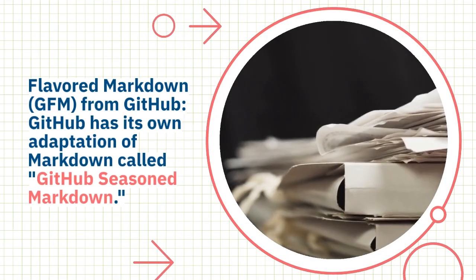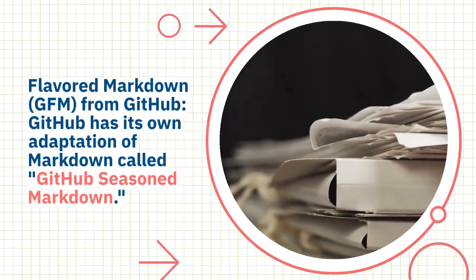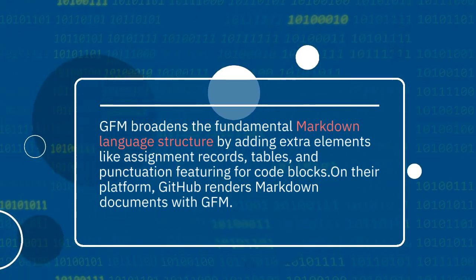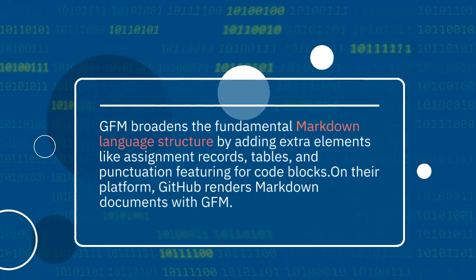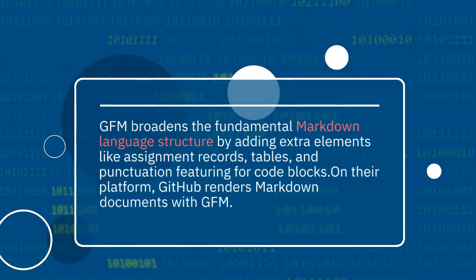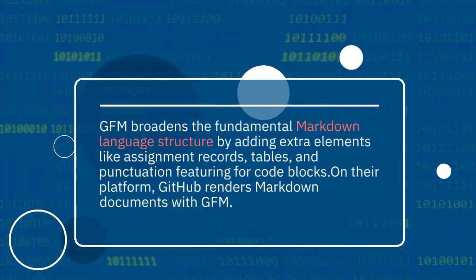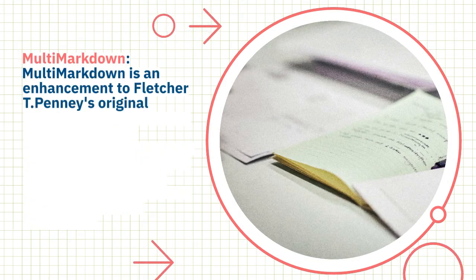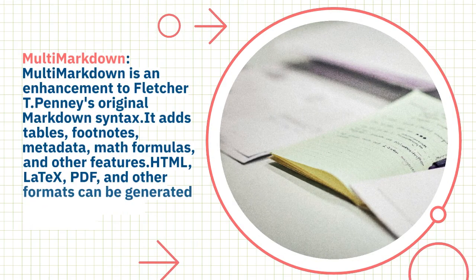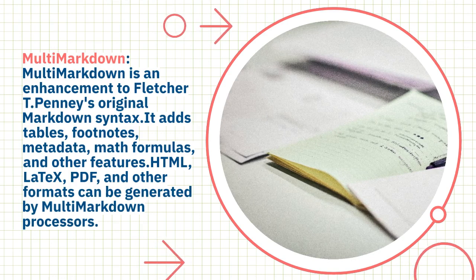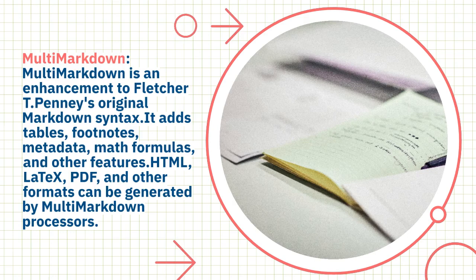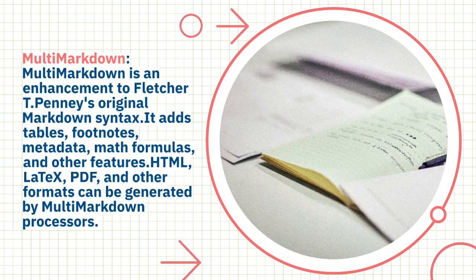GitHub Flavored Markdown. GitHub has its own version of Markdown called GitHub Flavored Markdown. GFM extends the basic Markdown syntax by adding extra elements like task lists, tables, and syntax highlighting for code blocks. On their platform, GitHub renders Markdown documents with GFM. MultiMarkdown. MultiMarkdown is an enhancement to Fletcher T. Penny's original Markdown syntax. It adds tables, footnotes, metadata, math formulas, and other features. HTML, LaTeX, PDF, and other formats can be generated by MultiMarkdown processors.